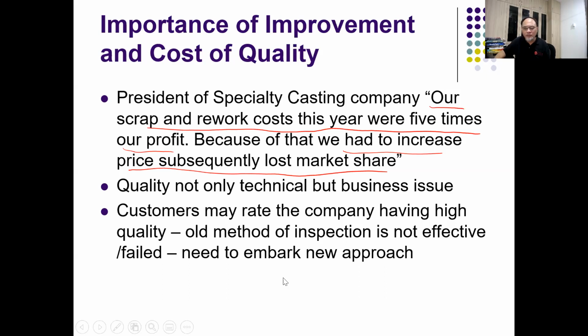And quality is not only technical but also a business issue. You need tools, you need to understand from the engineering perspective, from specifications, from manufacturing processes that you need to improve. But at the end of the day, if you do not put quality at a strategic, business level, you're going to lose the race. Look at Japan, look at Korea, look at even today China. I think they are trying to put quality at the strategic level, not the operational level. Quality cannot be put at the operational level. It must be put at the strategic level.